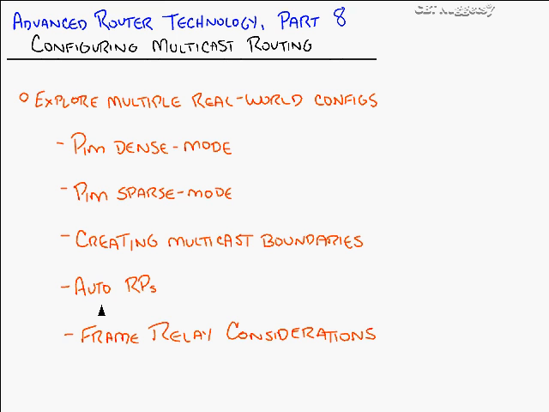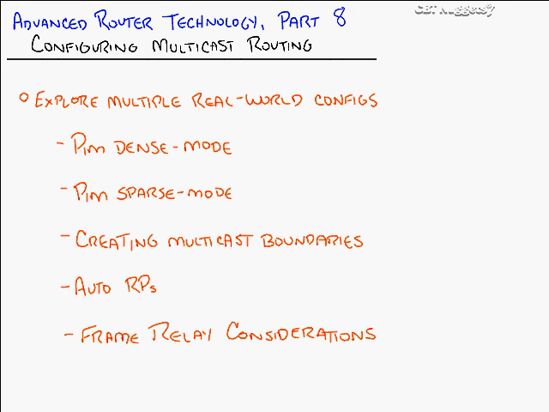We'll also look at a concept called auto rendezvous points, which allows your routers to pick a rendezvous point that's close to them and really load balance between multiple rendezvous points. It's a real simple concept, but one that can save a lot of misconfigurations in your environment because you don't actually have to type in the IP address of the rendezvous point.